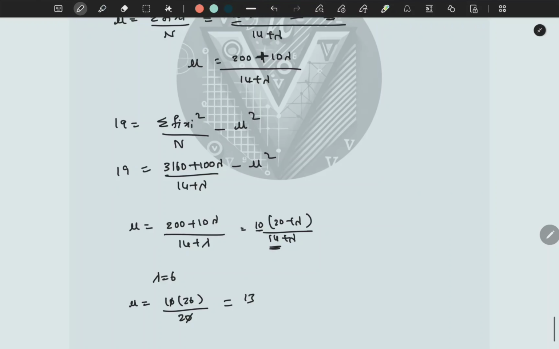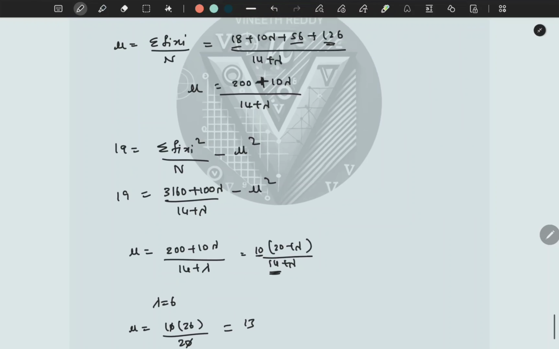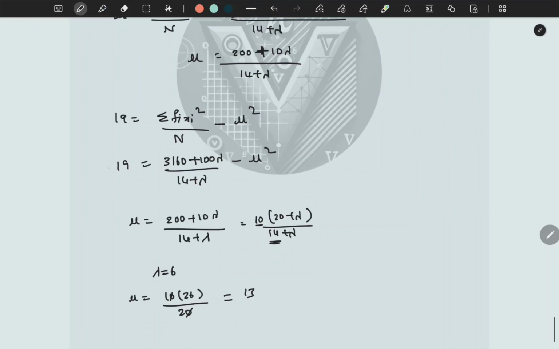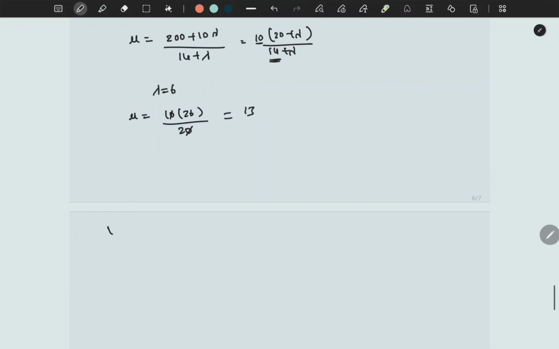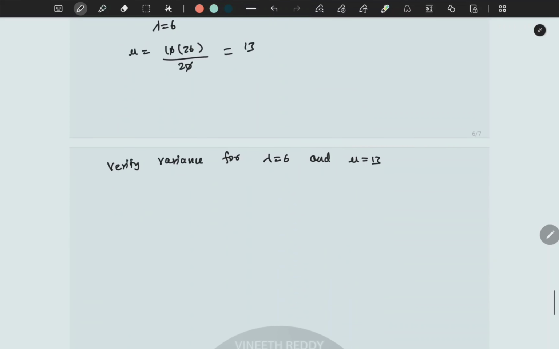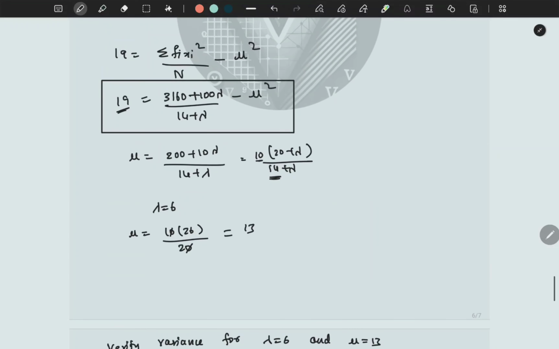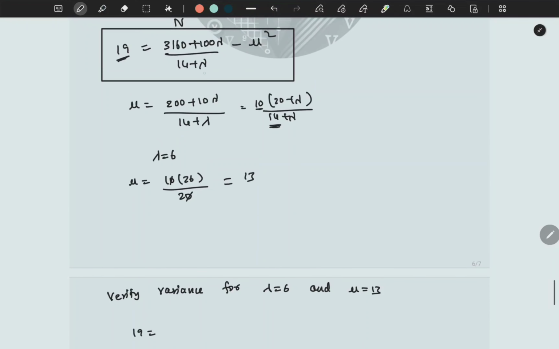So we get, wait, before we conclude the answer, we are simply guessing the values, right? But that should be in correlation with this expression. So we'll do one thing, verify variance for lambda equals to 6 and mu equals to 13. So what do we get? That means the left hand side is 19. The right hand side, what will we get? 3160 plus 100 into 6. 100 into 6 is 600. So 3160 plus 600, what do we get?